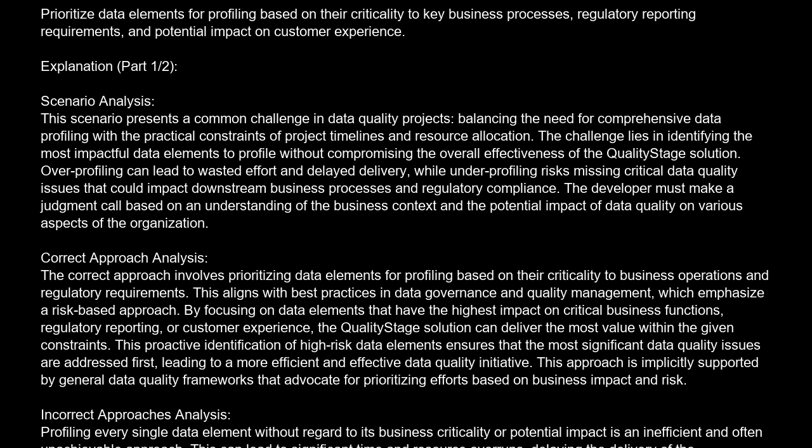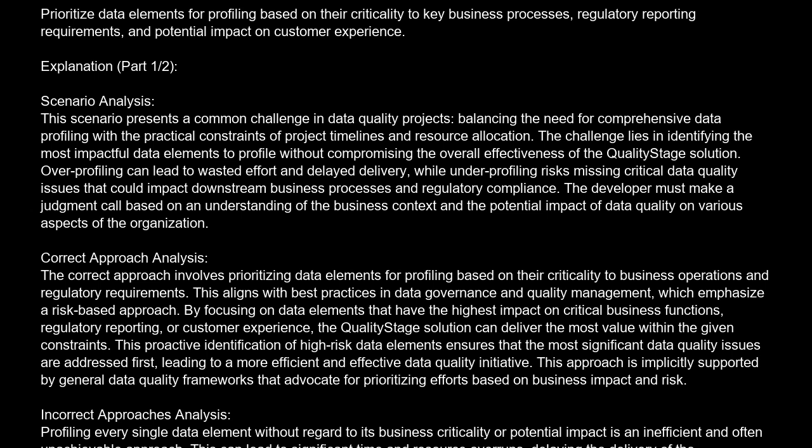The challenge lies in identifying the most impactful data elements to profile without compromising the overall effectiveness of the QualityStage solution. Overprofiling can lead to wasted effort and delayed delivery, while underprofiling risks missing critical data quality issues that could impact downstream business processes and regulatory compliance. The developer must make a judgment call based on an understanding of the business context and the potential impact of data quality on various aspects of the organization.